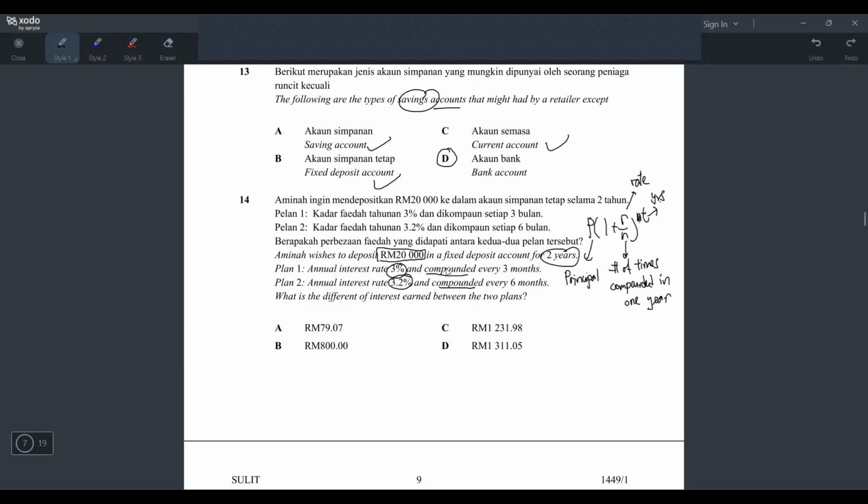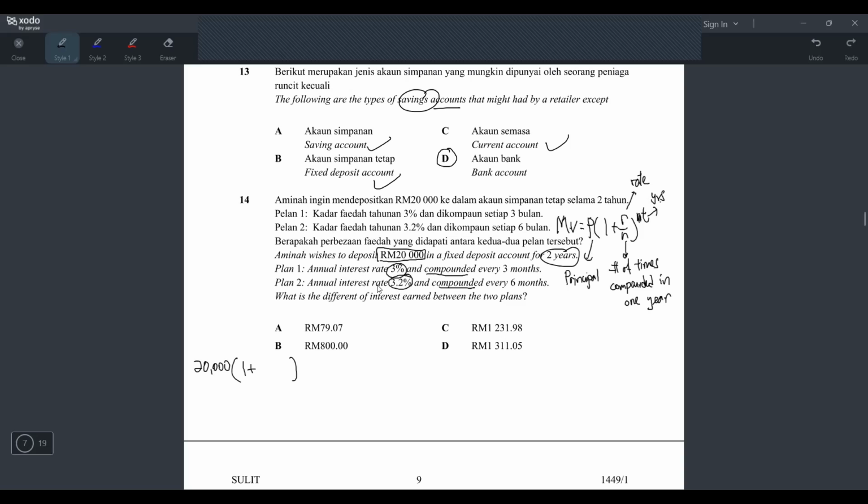So the annual interest is 3% compounded every 3 months. How do we find the matured value? The formula for matured value, and we only use this formula when it's compound interest. The formula is P(1 + R/N)^NT. P would be how much? 20,000, the original value, the principal. And then bracket 1 plus R over N.